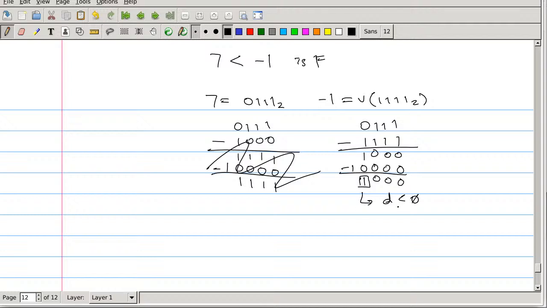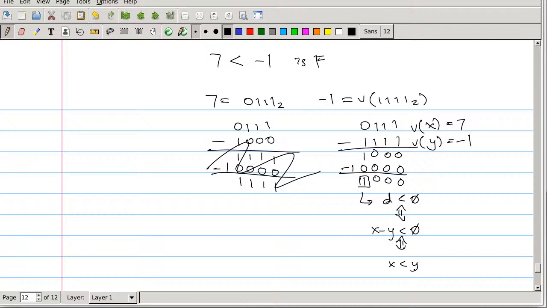Okay, so that can only happen if and only if x minus y is less than 0, because d is x minus y. And that can only happen if and only if x is less than y. But it doesn't make sense, because this is x, this is y. The value of x is 7, the value of y is -1. So 7 is less than -1 is false.